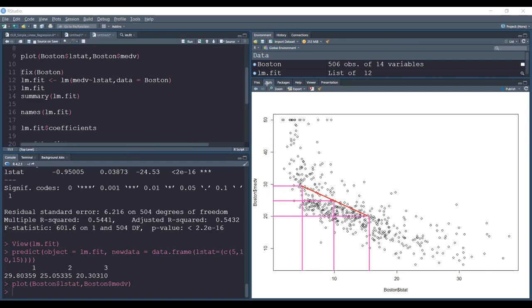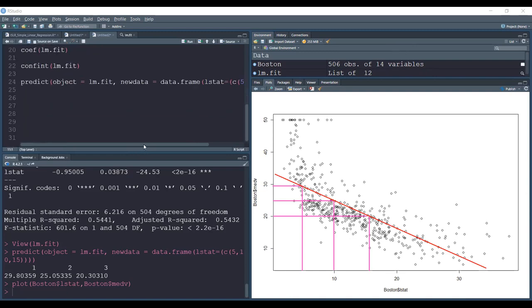So it should be very clear that the line that we have fitted is this one over here. That's the line that has been fit. Okay. Let's see how we get these confidence intervals.